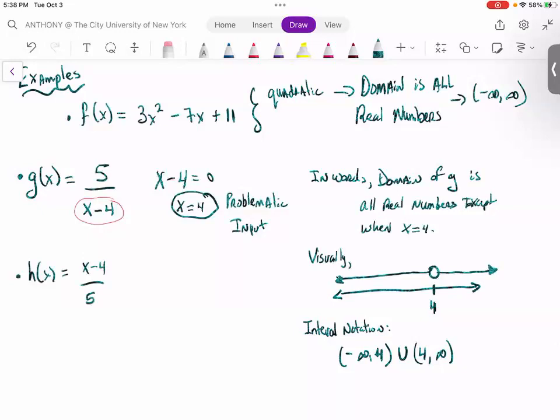Is there a value of x that makes that bottom, the denominator, 0? Say it louder. No. Your denominator is just a constant term. There's never going to be a value of x that will make the denominator 0 in this example. Your denominator is always going to be 5. So here, your domain is all real numbers as well. Domain of h is all real numbers.